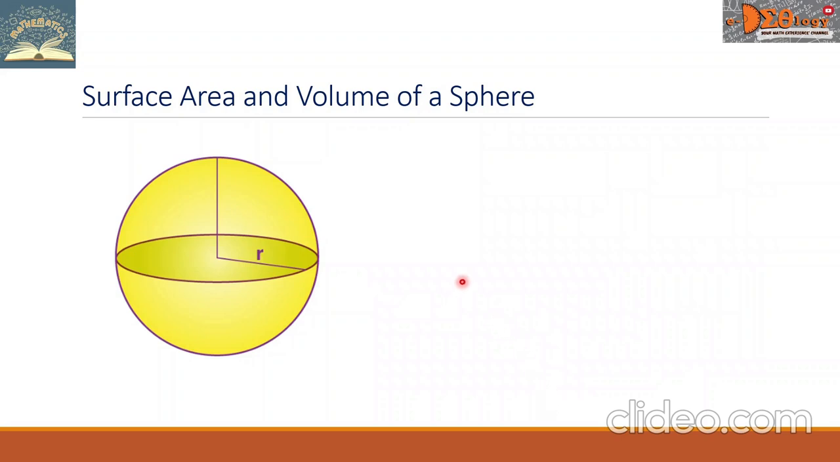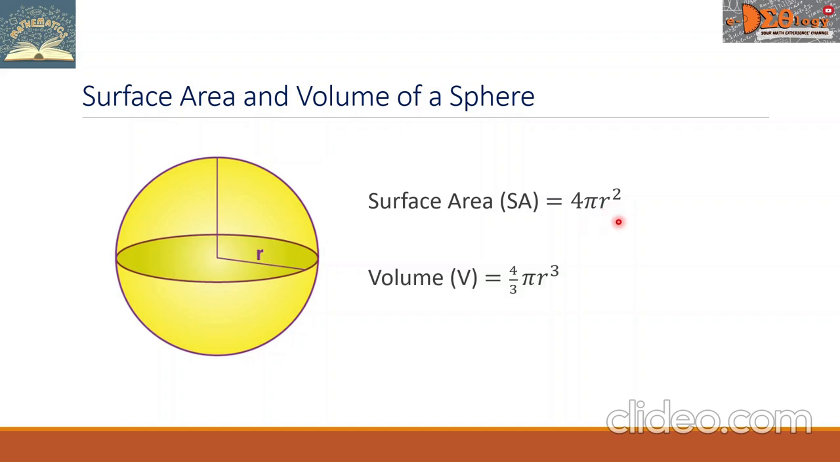Now let us write the formulas. Starting with the surface area, or SA, that is equal to 4 times pi times the square of the radius. And the volume V equals 4 over 3 times pi times the cube of the radius.